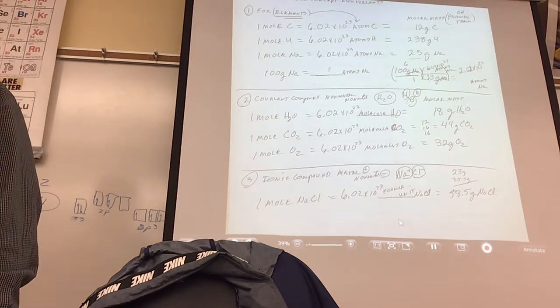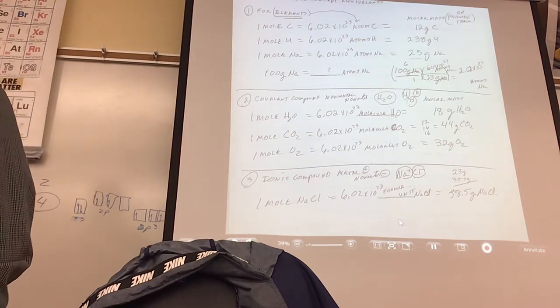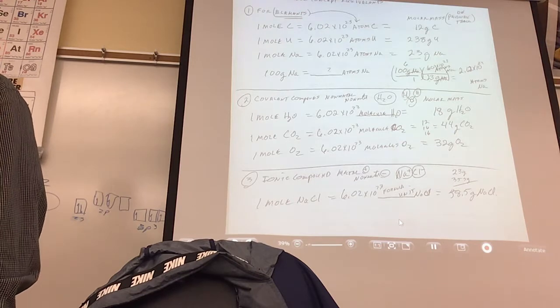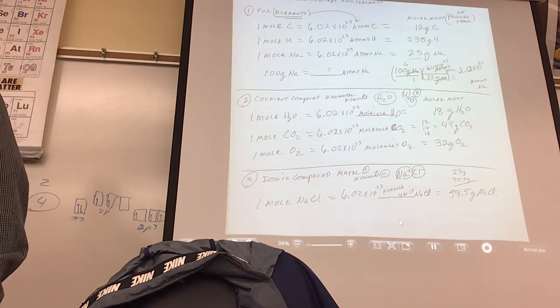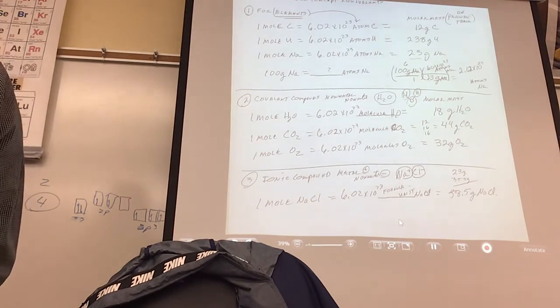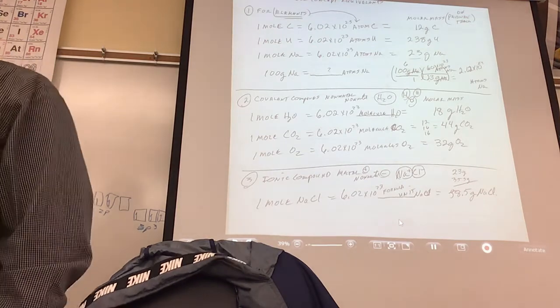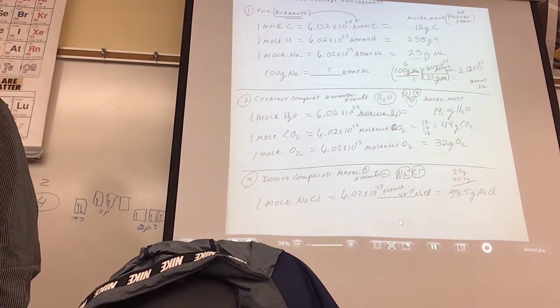Let's do lithium instead of nitrogen. As loud as you can, because you're in the back row. 1 mole of lithium equals 6 times 10 to the 23rd atoms of lithium, which is 6.94 grams. Yeah, that's good. Did everybody get that?